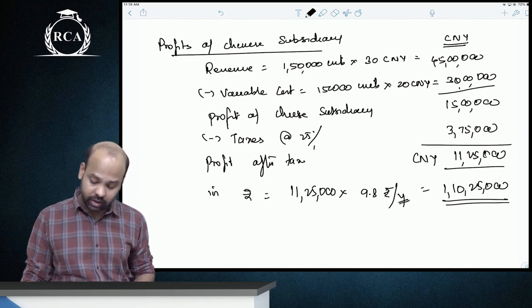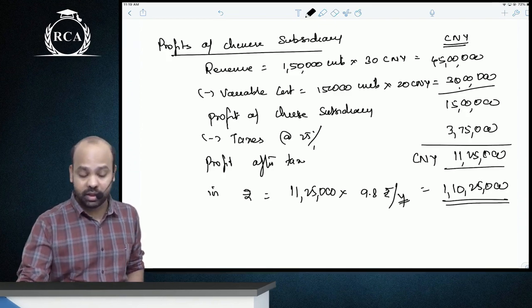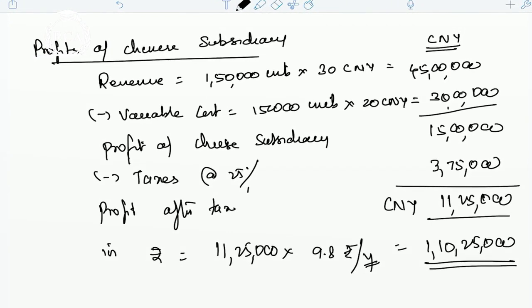Are we clear about this? Yes, sir. That is the profit of the Chinese subsidiary. Copy this, guys, and then we'll present the alternative plan. We'll present the alternative option. Everyone, copy this.